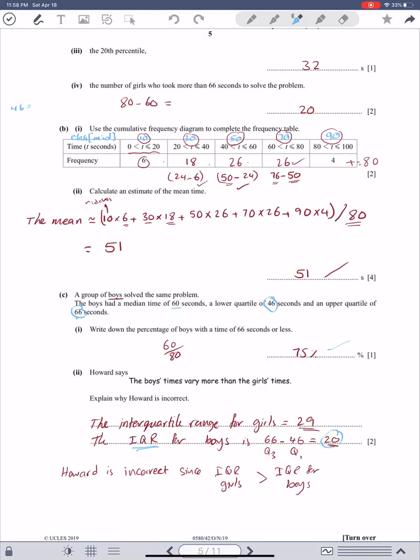So 29, Q3 minus Q1, varies more. The times for girls vary more than the boys' times. So why is Howard incorrect? Since the value of the interquartile range for girls is more than the interquartile range for boys.